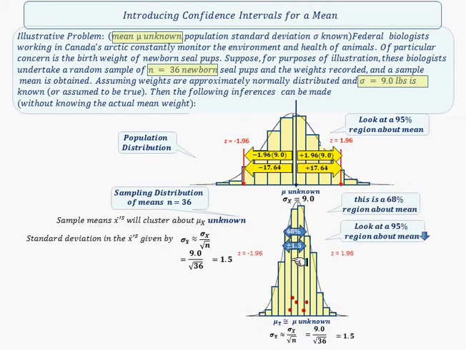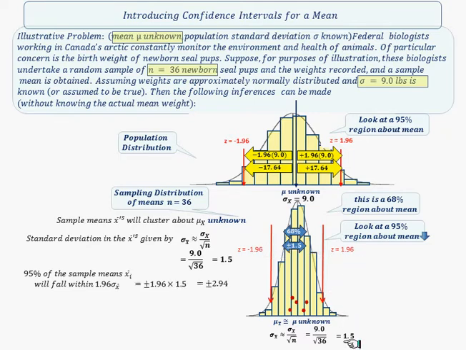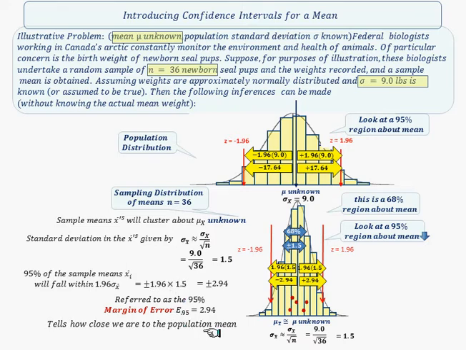And we're looking at now a 95% confidence interval about the mean. Z-score is plus or minus 1.96 times your standard error, and that's coming on the screen here, gives rise to this notion that 95% of the x bars will fall within plus or minus 2.94 units of the population mean. And this number is called the 95% margin of error, which is 1.96 times your standard error. It tells us how close we are to the population mean with 95% reliability.